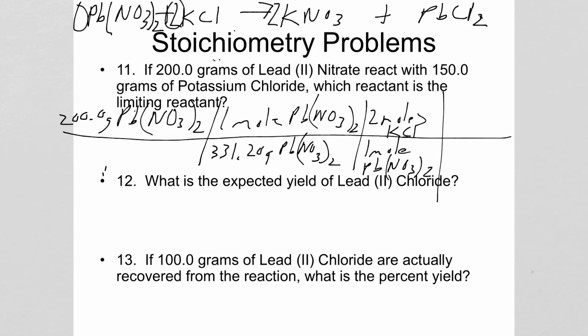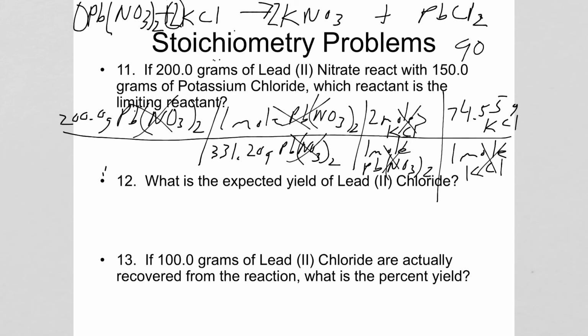Finally, we need to convert to grams of KCl. So 1 mole of KCl. Put the molar mass of potassium chloride up top, 74.55 grams. Cancel out all our units. And again, note that everything cancels except for grams of KCl. Let's do the math. And we get an answer here of 90.04. And remember, that is grams of KCl.